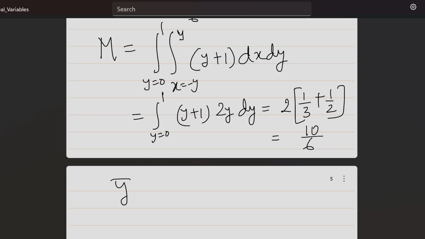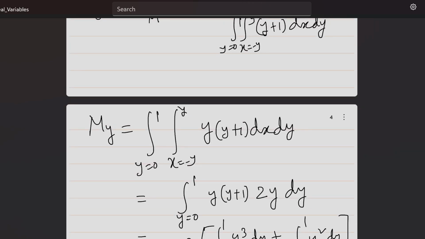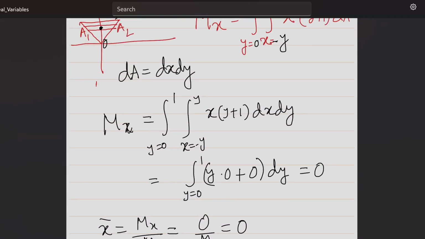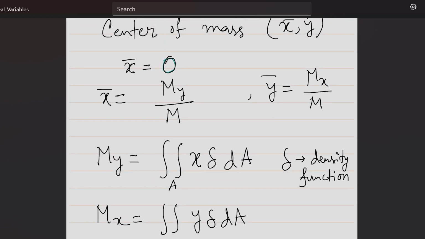So what is y bar? Y bar is Mx by M. This is the formula, Mx, this should be x. And this is y. I wrote some mistake. Okay, just be careful. This is the main formula, this red color box.